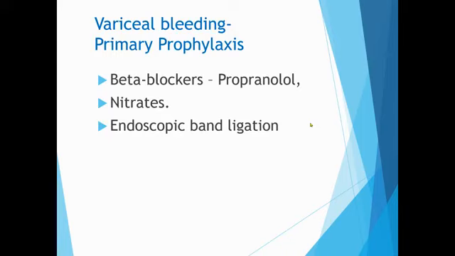Most of the time propranolol is used, but when propranolol is contraindicated, like if the patient has bronchial asthma, you cannot use propranolol, then you can give nitrates. And endoscopic band ligation can also be used as primary prophylaxis prior to the development of first bleeding.